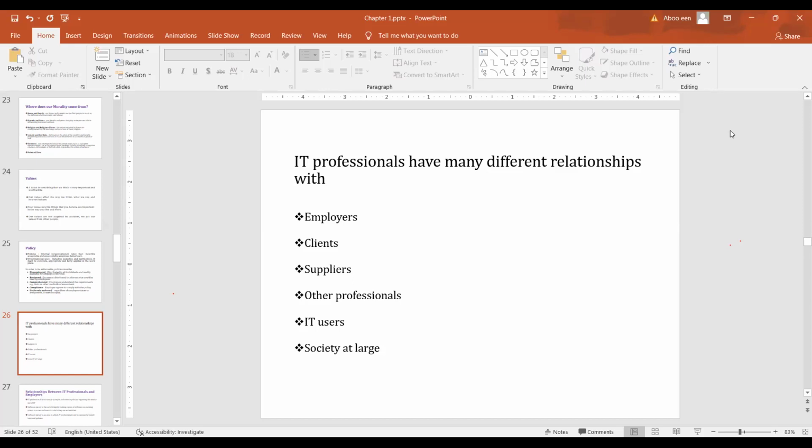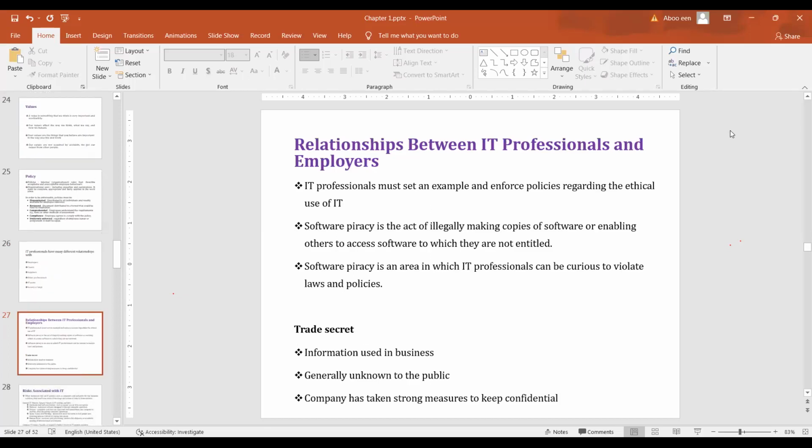IT users, so they may have relationships with other IT users from outside, like service providers or vendors, or any other consultant or expert, and people, society at large. At the same time, these IT professionals have a relationship with society also. And when they have these relationships, how should they behave? Now we are going to discuss the relationship between IT professionals and employers.